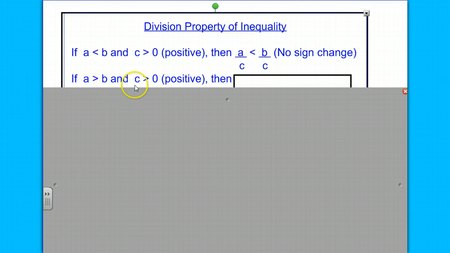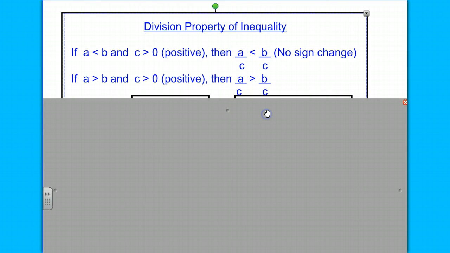If A is greater than B and we have C remaining positive still. Ryan, can you finish the rule? It's still greater than. Good. We don't have a sign change, because when I say sign change, I'm talking about the inequality sign. It does not change because we have just divided both sides by a positive.